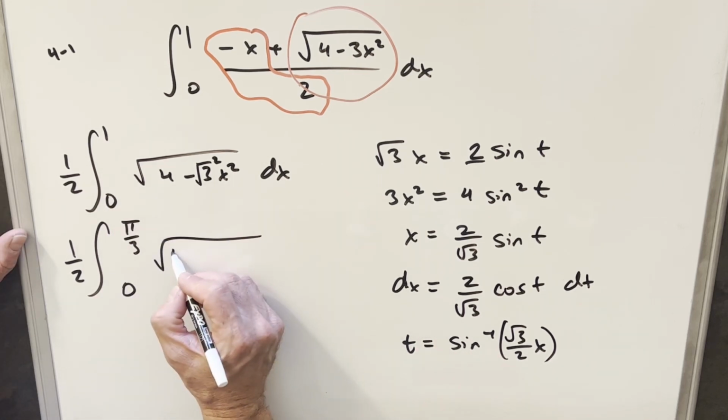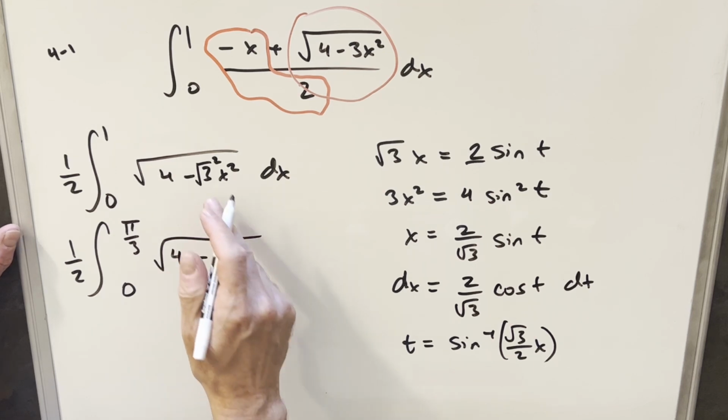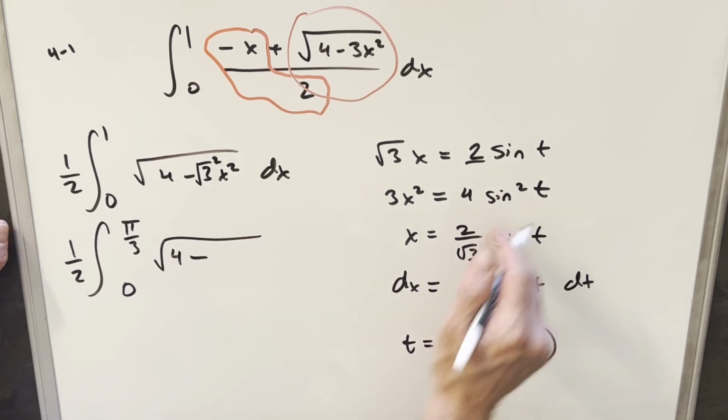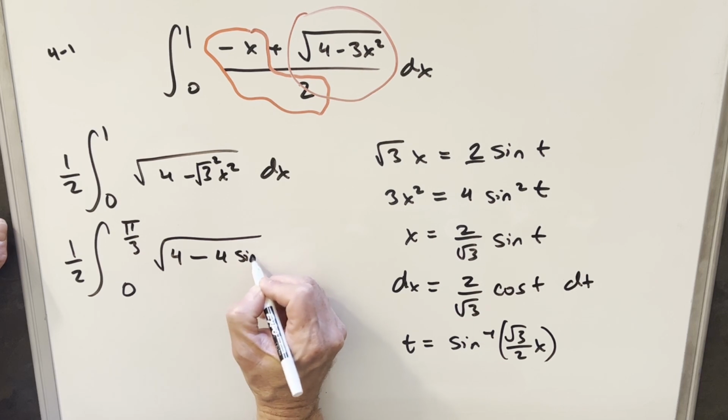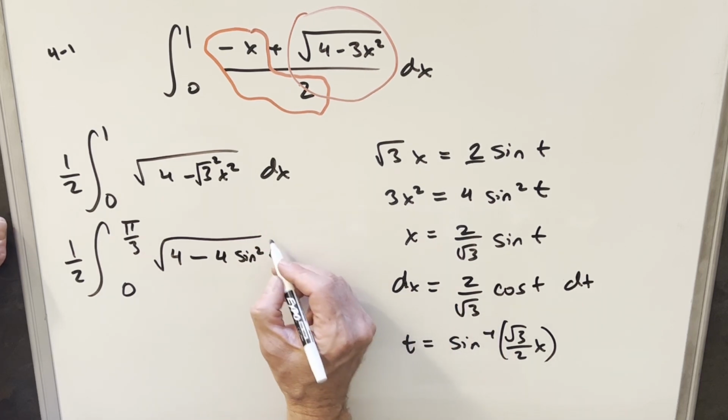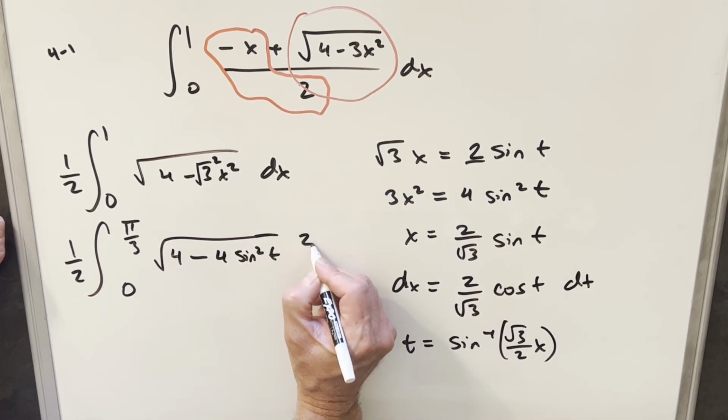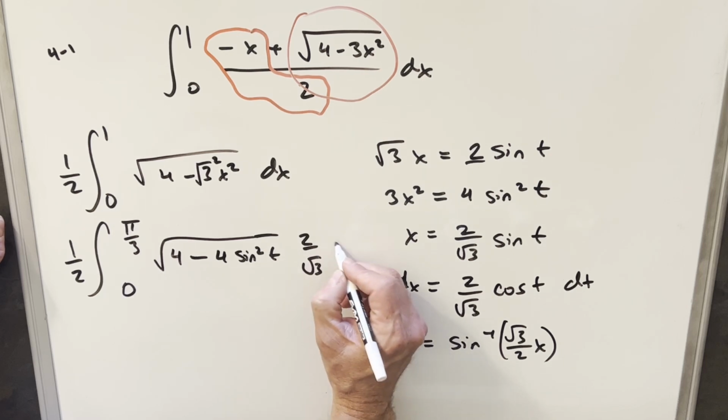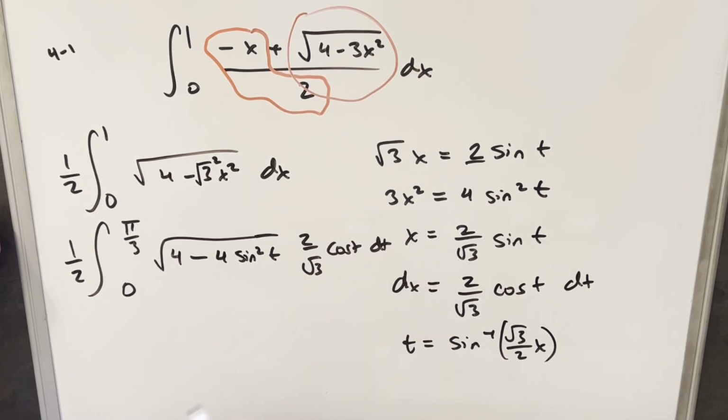Then in here, we're going to have our 4 minus, now this is 3x squared, so we have this expression we found here, which is 4 sine squared t, and then our dx value is going to be this, which is 2 over square root of 3 cosine t dt.